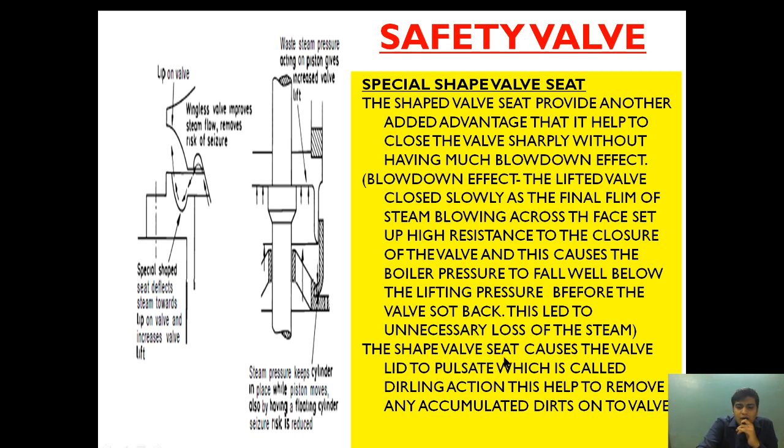The shaped valve seat causes the valve lid to pulsate, which means it will cause the valve to pulsate like this. This action is called drilling action. During this, it helps the valve remove accumulated dirt and it will shift sharply, meaning when the valve is coming to the setting pressure, at that time the valve will pulsate. As it pulsates, it prevents the development of a thin film constantly, and it is also removing any dirt accumulation, and hence it helps it to close sharply.